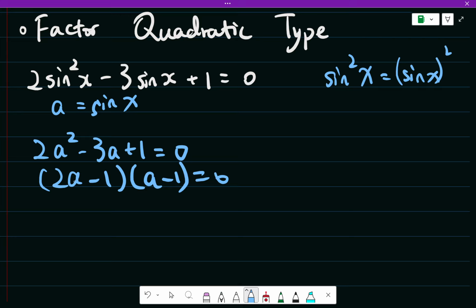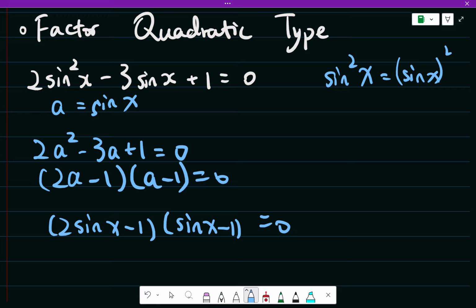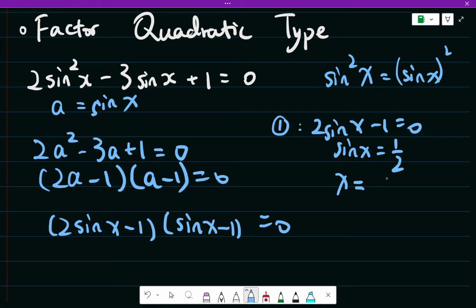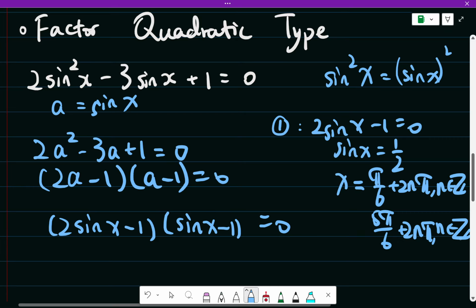And we need to recognize that this a is actually the sine x. So if we substitute that back, we would have 2 sine x minus 1 times sine x minus 1 is equal to 0. And now we can apply the zero product rule again. So we would have two possibilities again. The first possibility is that 2 sine x minus 1 is 0. Sine x is 1 over 2 again. And x would be equal to, again, pi over 6 plus 2nπ, where n is an integer, or 5 pi over 6 plus 2nπ, where n is still an integer.